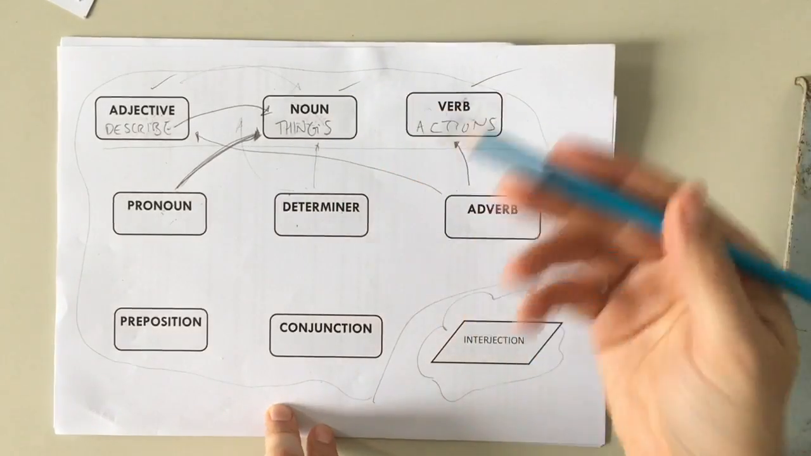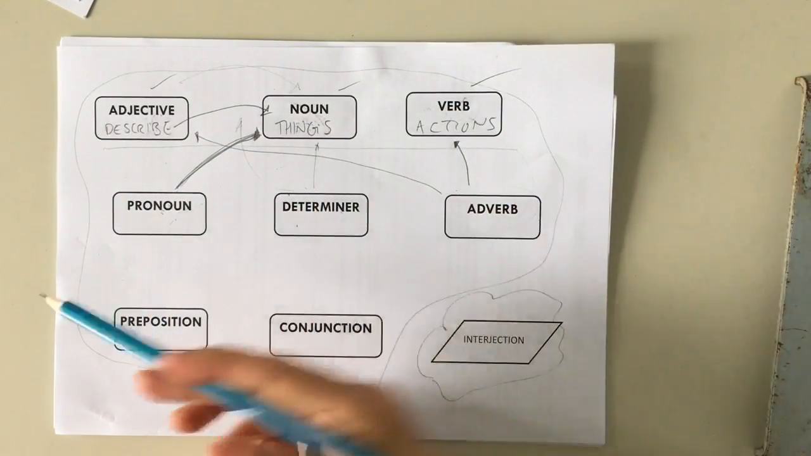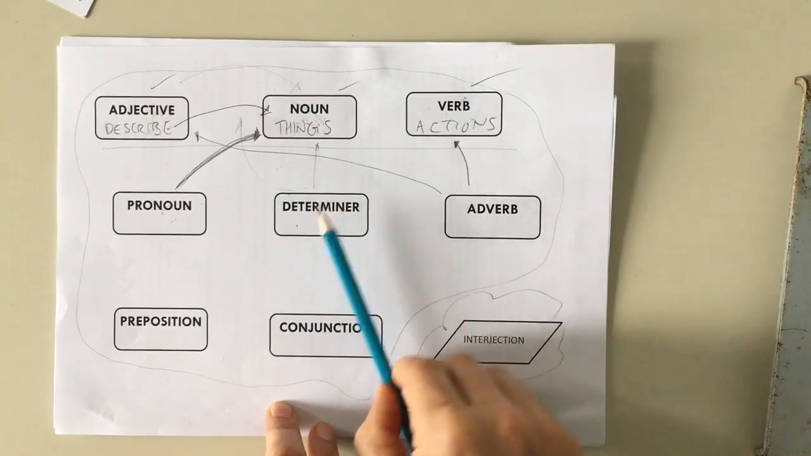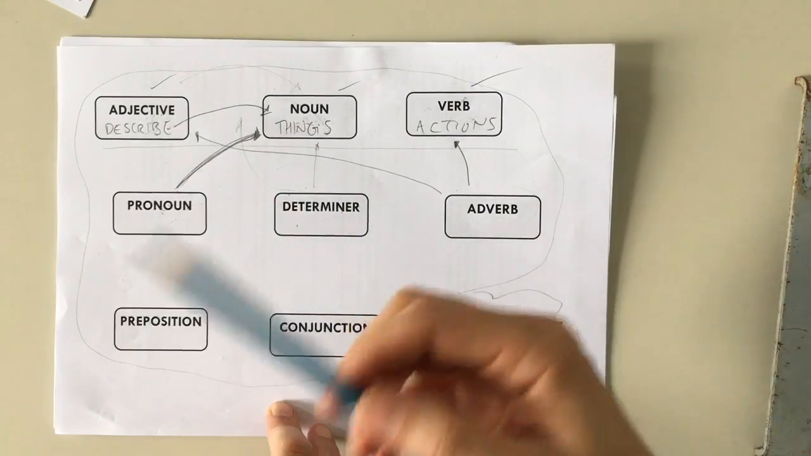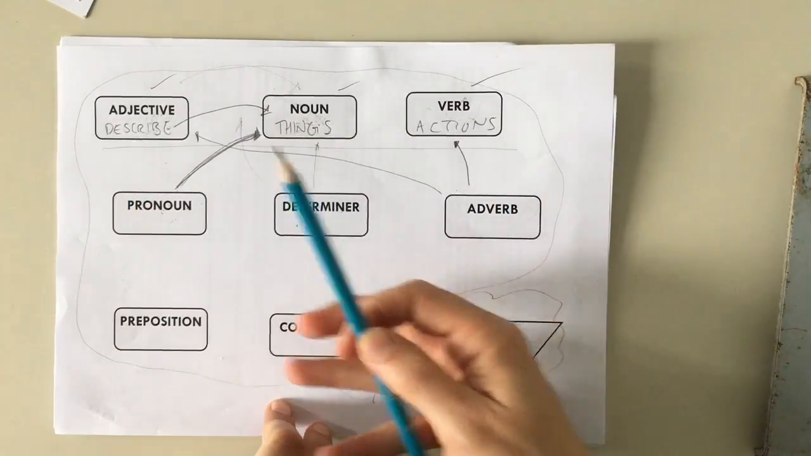Determiners you probably haven't come across before. They can be confused with adjectives. They can certainly be confused with pronouns. But the key point with a determiner is it goes before a noun. So it doesn't replace a noun like a pronoun. It goes before a noun. The simplest ones are a and the. Okay, so they're determining like whose it is or how many there are.